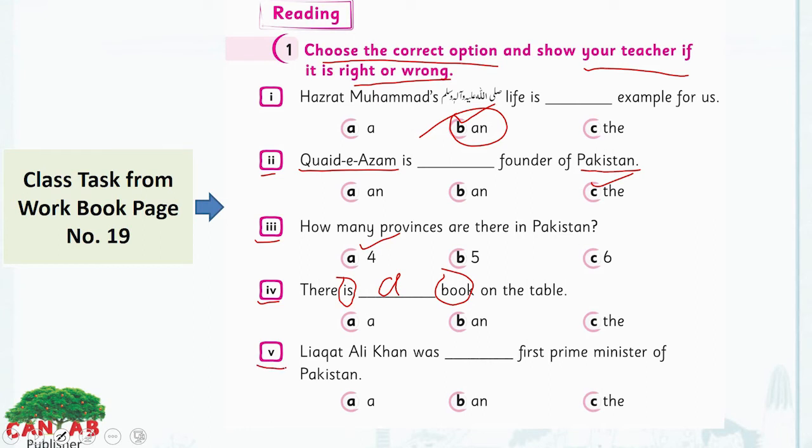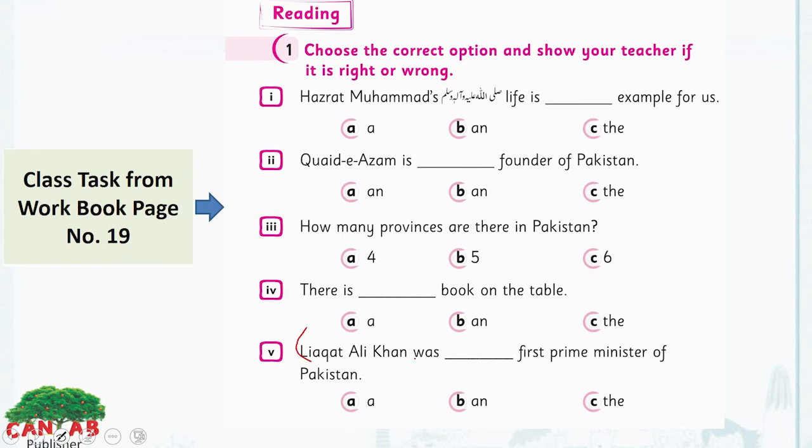The fifth one, Liaquat Ali Khan was first Prime Minister of Pakistan. Liaquat Ali Khan is the unique noun here, the specific or proper noun, and Prime Minister of Pakistan is the unique title here. So the correct option is yes, the.